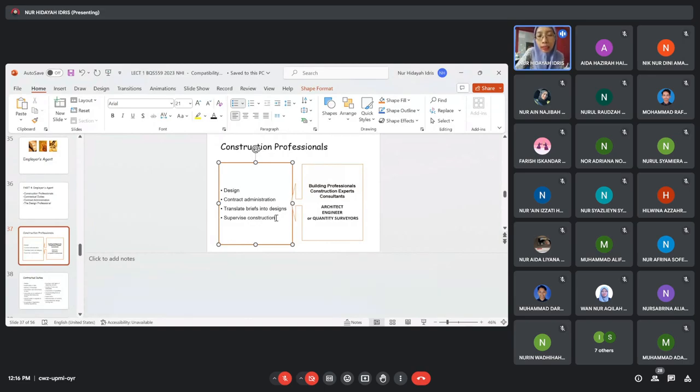You tahu tak dekat site ada COW, ada RA, ada RE, tahu tak?